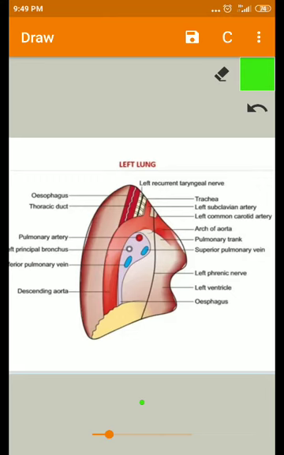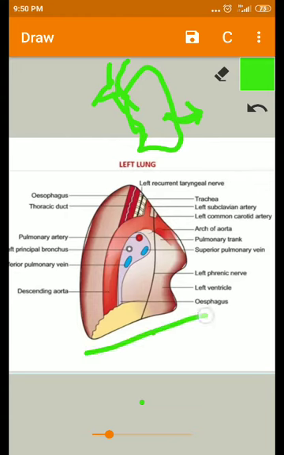Students, welcome back. Now we are going to see the structures related to the mediastinal surface of the left lung. So we have seen the right lung. Now we are going to see this left lung. If you want to see this left lung mediastinal surface, we have to rotate this left lung towards the lateral side so that the mediastinal surface comes to the anterior aspect.